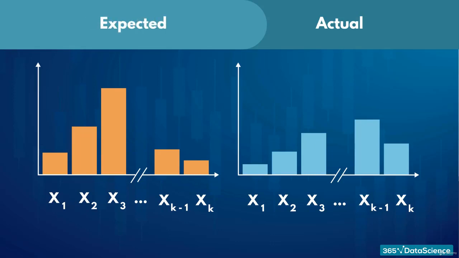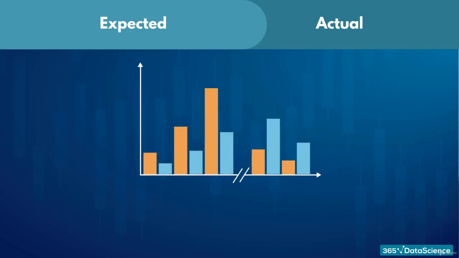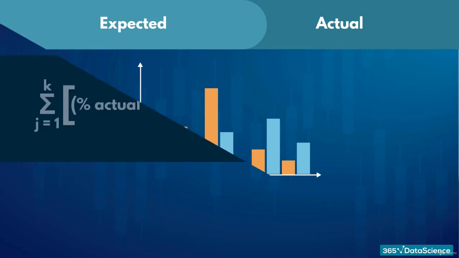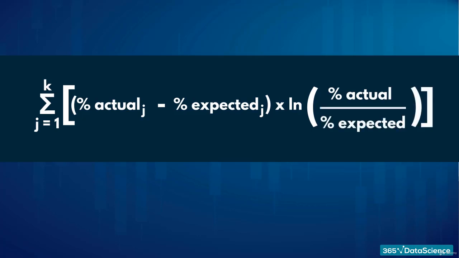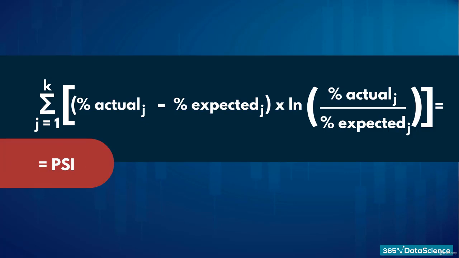Now, how can we assess whether the two populations are different with respect to a feature? For starters, we should take the difference between the actual proportion and the expected proportion for any category J. Then, we multiply this difference by the logarithm of the ratio of the actual proportion and the expected proportion for any category J. And finally, the sum of these expressions for all K categories gives us the population stability index for this feature. So this is our formula for the population stability index.